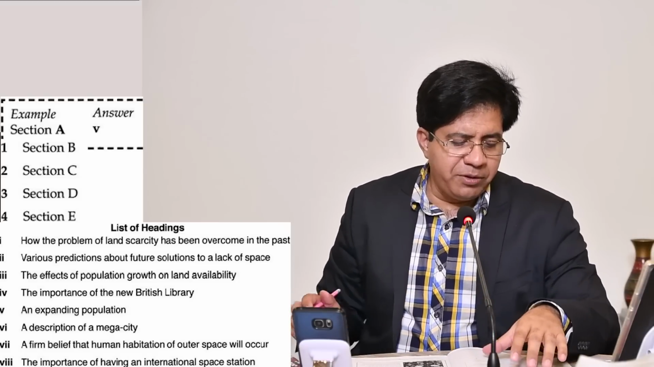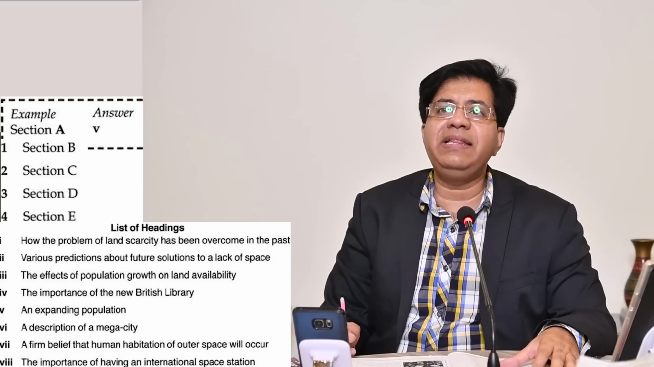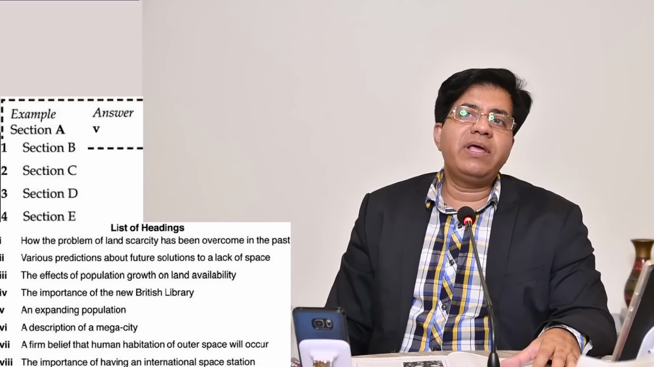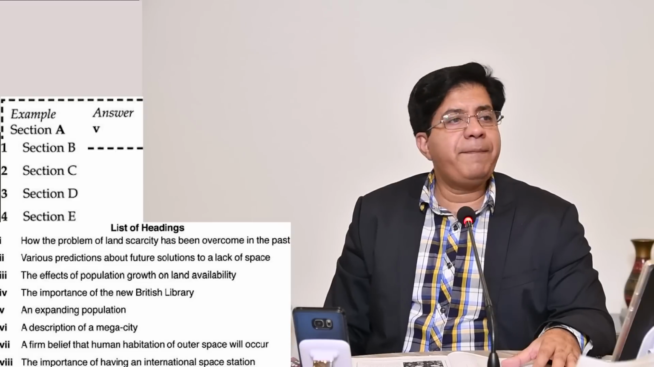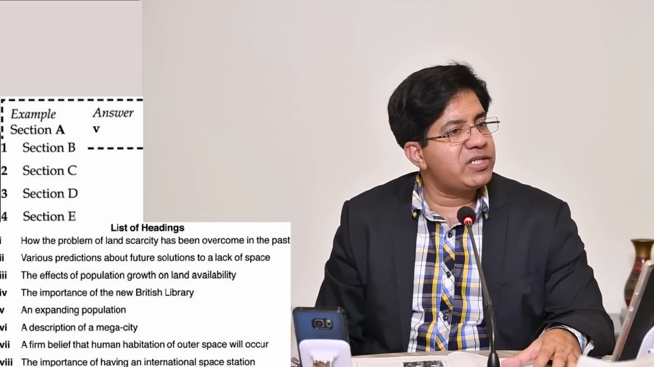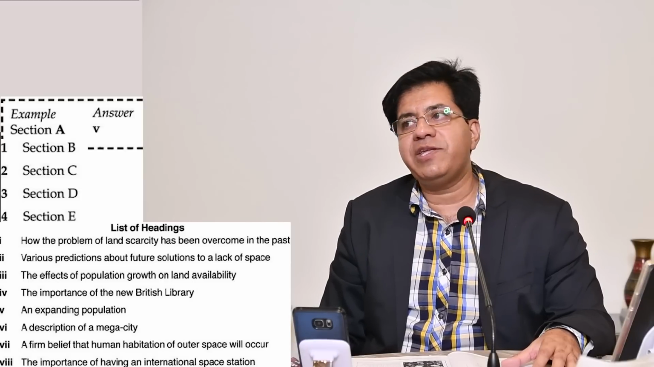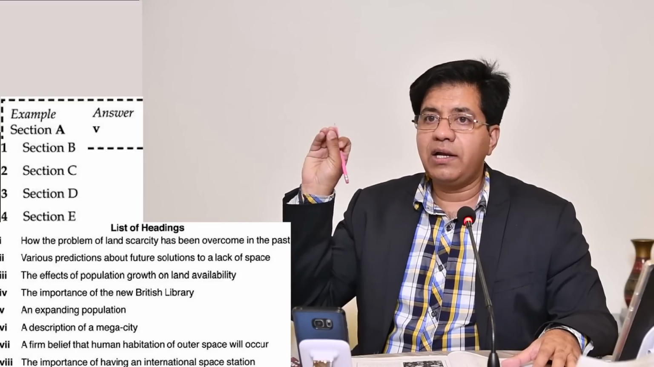Now, heading number 1, how the problem of land scarcity has been overcome in the past. Underline in the past. Now look here. A paragraph where they use past tense, a paragraph where they use past years, last century, a century ago, 1,000 years ago, in 18th century, in 17th century, this heading will go there. Keep this in mind. Clear?